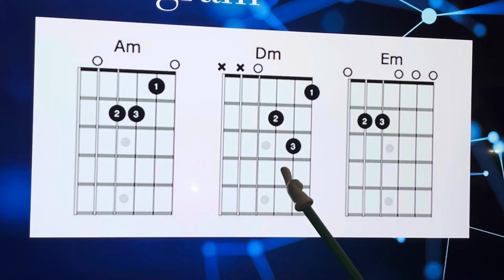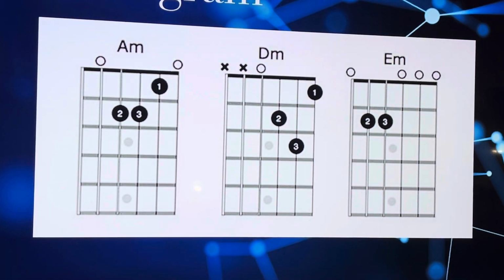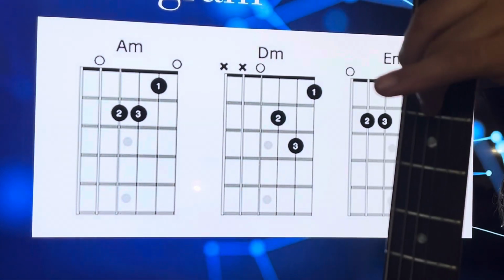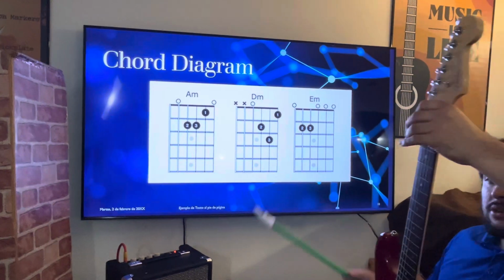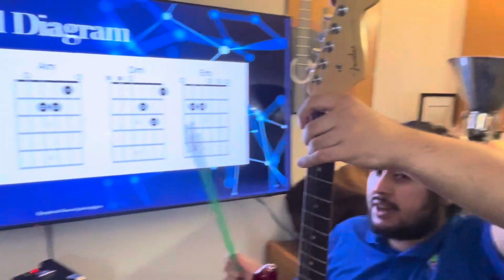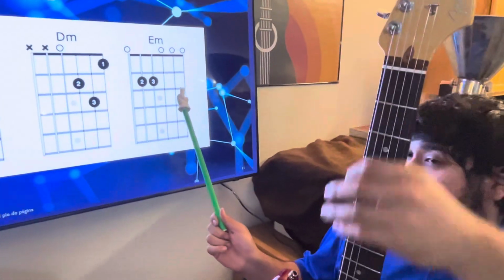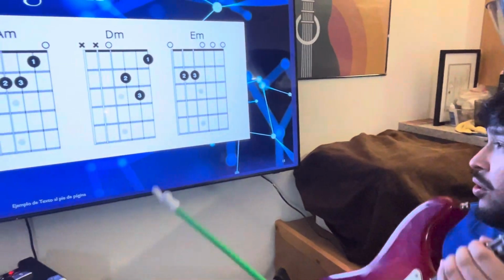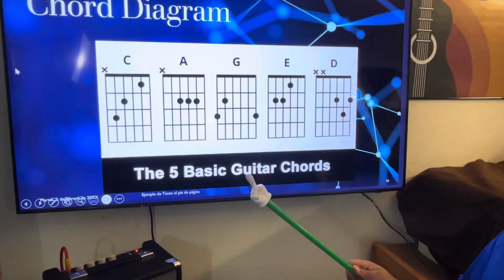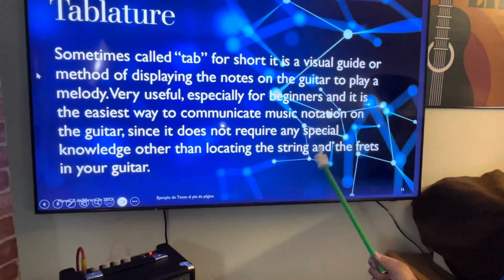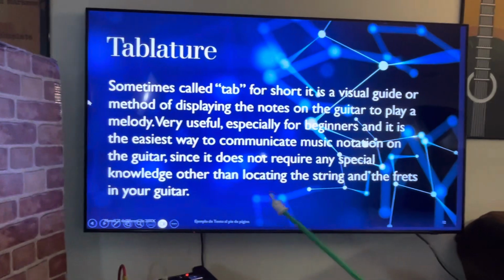This one's pretty easy, and in real life, it looks something more like this, right? We have our finger numbers here. So if we go on to the next slide right here, we're going to see some more different types of chords. So those are the 5 basic guitar chords, really 7 altogether.